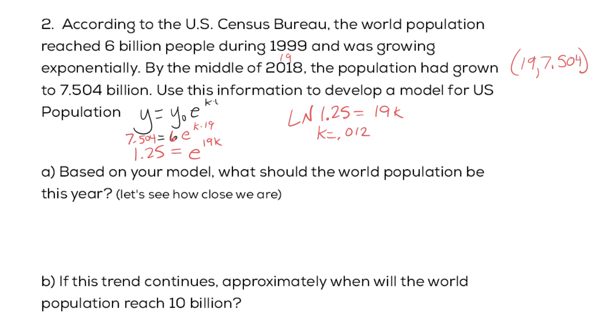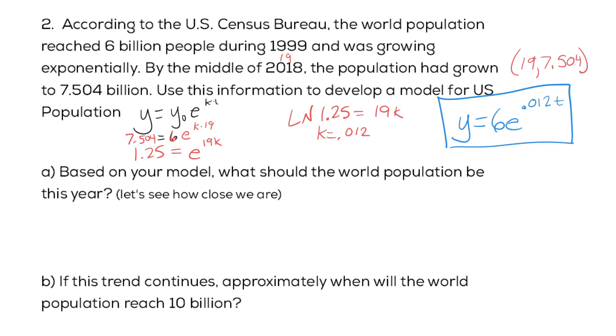So all we're doing right now is developing the model. So the model, we're going to go back to the original, but it's y equals, I'm going to stick with 6 being the initial, e to the, and I now know that K is 0.012 t. So here's the model that we have.